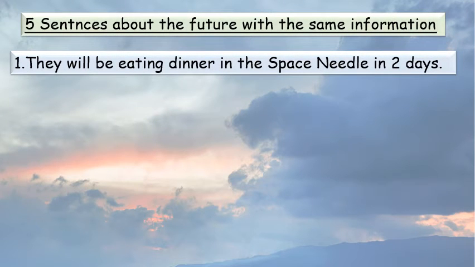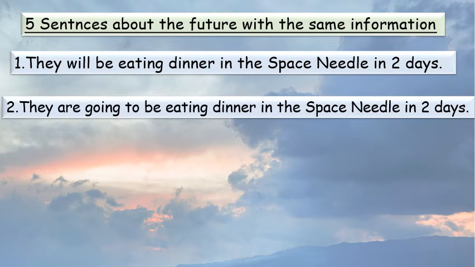Five sentences about the future with the same information. Number 1, they will be eating dinner in the Space Needle in 2 days. Future continuous with will. Number 2, they are going to be eating dinner in the Space Needle in 2 days. Future continuous with going to.